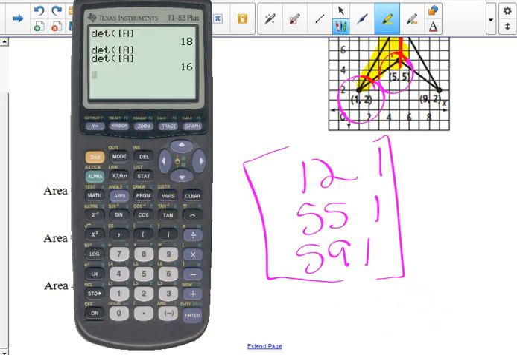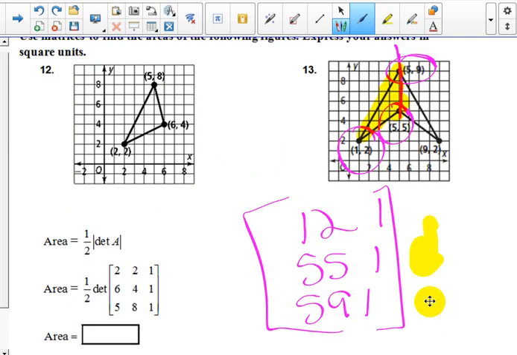Okay, so did you get 16 for your determinant? So that means that the area of this one triangle is 16, right? 16 divided by 2, which is 8. So 8 for one triangle. So if I wanted the area of all this, I would double it, right? So the total area of this shape would be what? 8 times 2, which is 16.